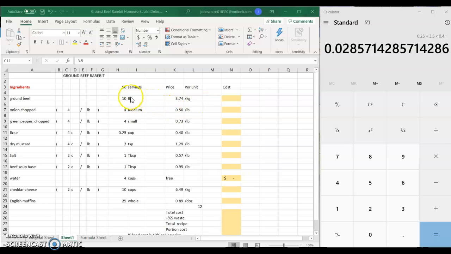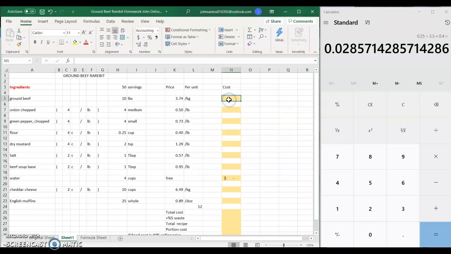You can see here that the amount that we need is in pounds and the price per unit is in kilos. So what we have to do is convert either the amount that we need or the price per kilo. I think it'll be a lot easier to convert kilos to pounds, and it's safe to assume that 1 kilo is equal to 2.2 pounds.